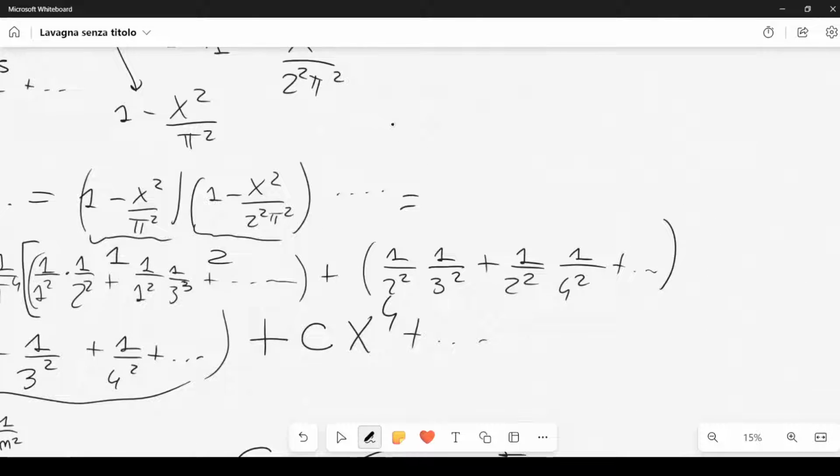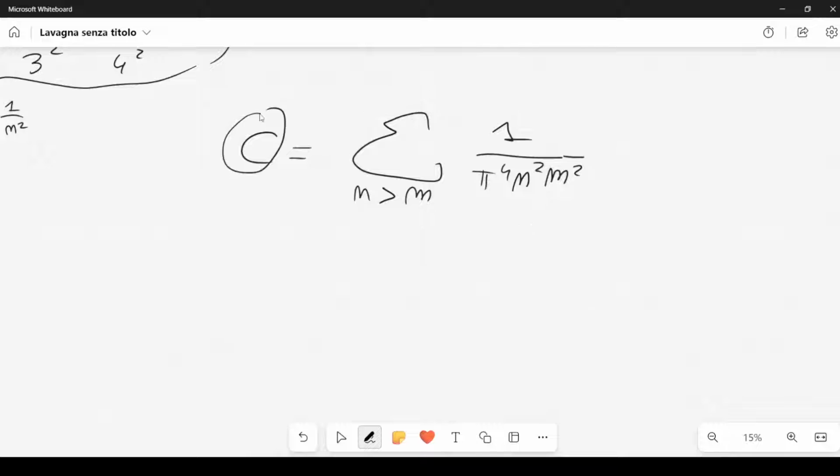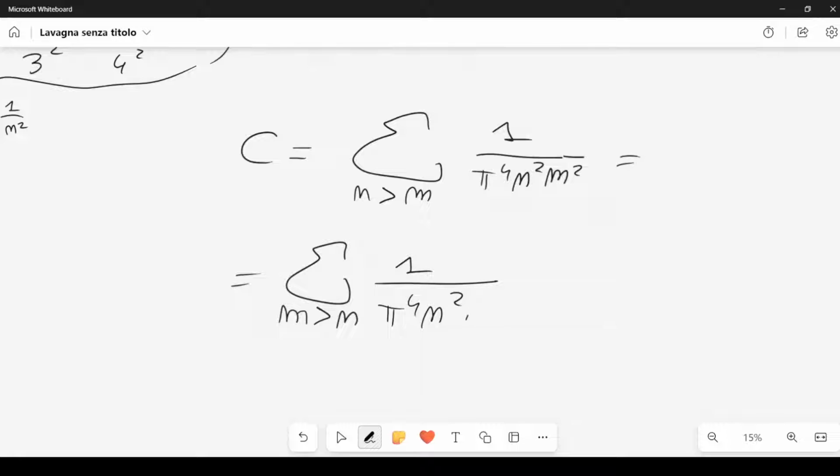Once you choose 1 over 3 squared, well, since you have already multiplied it with the first terms, you can multiply it with 1 over 4 squared, and so on. So the result that you get is basically this one. The constant c should be equal to this summation here. So basically you have to sum over n and over m, but in such a way that n is greater than m. Or if you want, you could also, this series here is the same as summation over m greater than n, of 1 over pi to the fourth n squared m squared. It's easy to see because of symmetry.